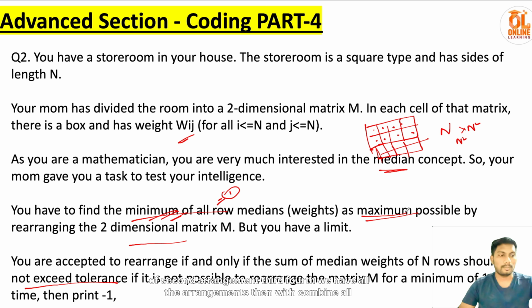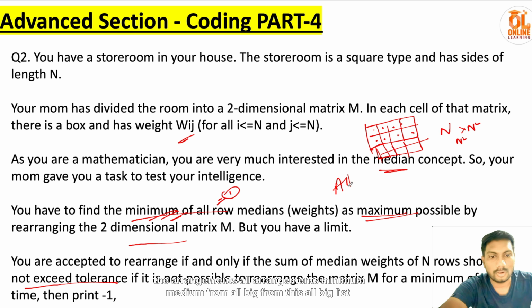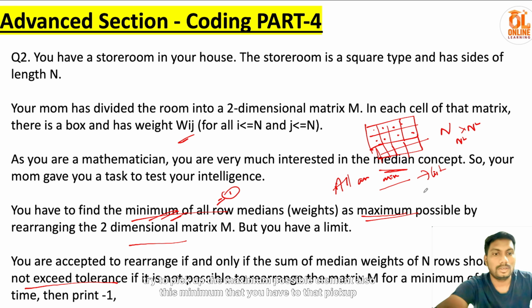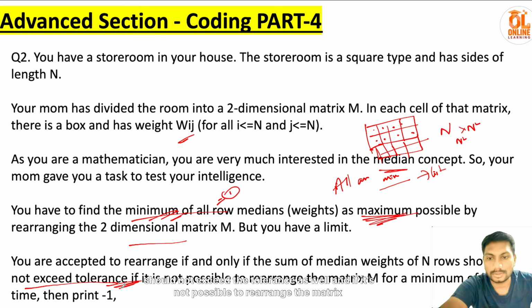Then combine all the arrangements, all arrangements' minimum medians, and from this big list, try to pick up the maximum possible element. Also, the minimum that you pick up should not exceed the tolerance. And if it's not possible to rearrange the matrix even one time, then print -1.